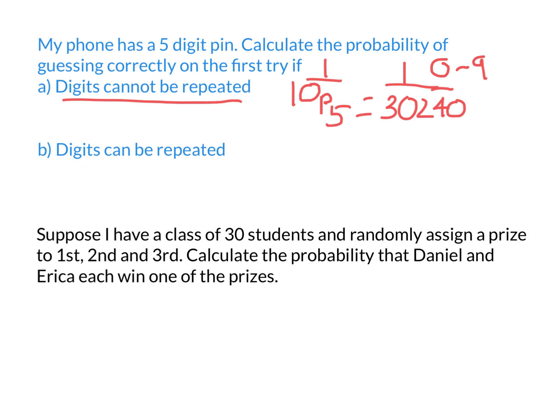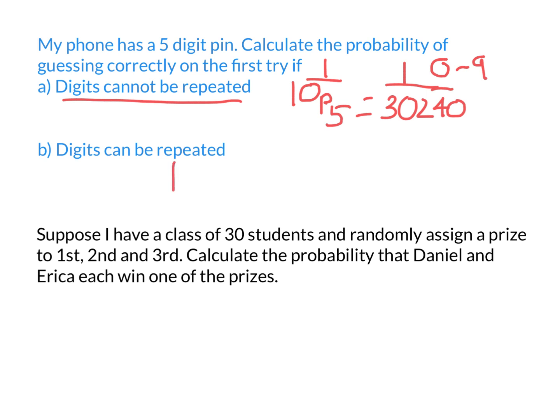So what about if the digits can be repeated? So if the digits can be repeated, this is not a permutations question. Permutation is only when you take some of the collection and arrange it. You can't have repeats for permutations, but we can still figure this out pretty easily. See, if you can repeat the digit, you can have a PIN like 55555. You can repeat the number however many times you want.